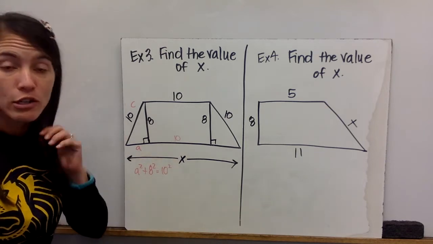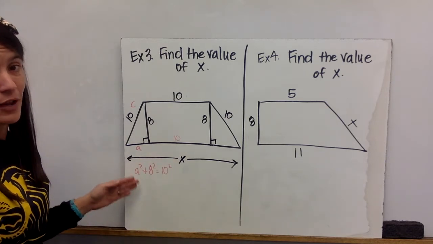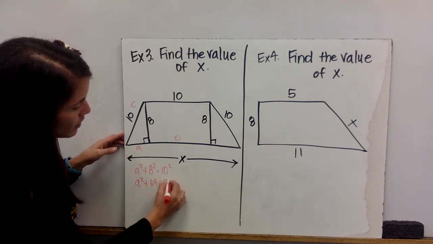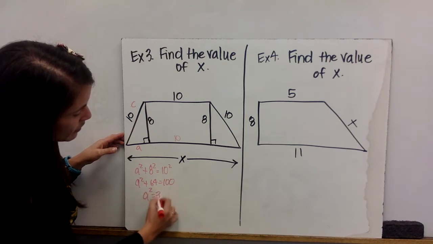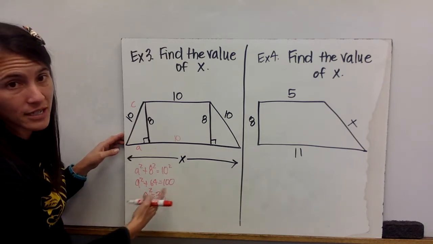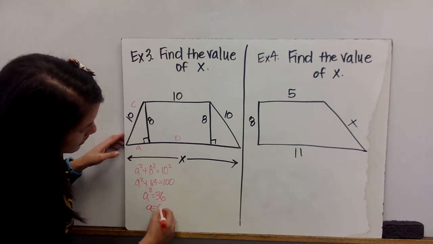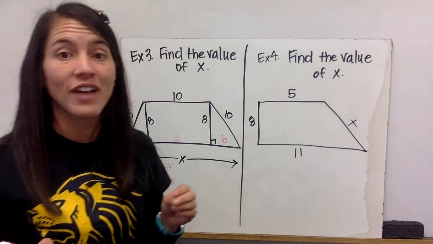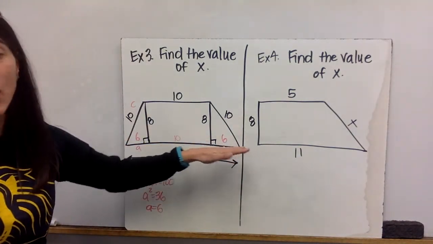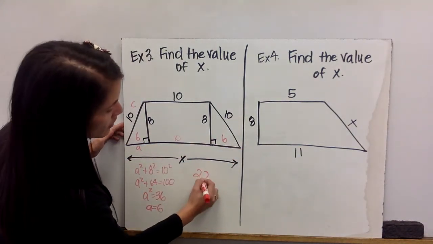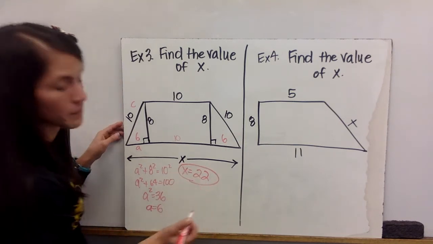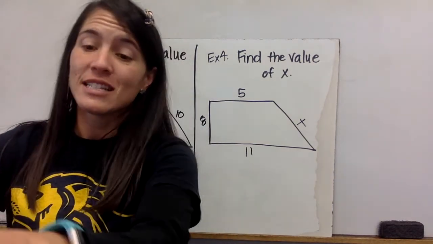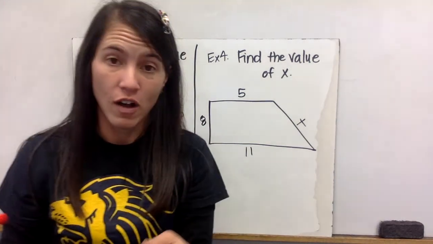Now, if you know your Pythagorean triples, then you would already know this. This is going to be a 3, 4, 5, but I'll show you. A squared plus 64 equals 100. A squared equals 36 because I subtracted 64 from both sides, and then A is going to be 6. So this is 6 and this is 6. But the question says find the value of x. So the value of x, this long line right here, would be x equals 22. Okay?